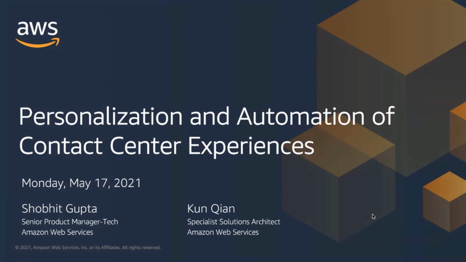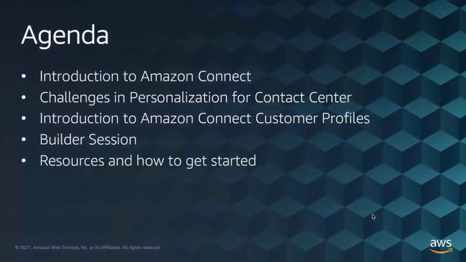Great. Now let us get started. In the agenda today, we have 5 items. First, we're going to introduce to you what is Amazon Connect and how it can help you to solve for a smarter and more automated contact center experiences.